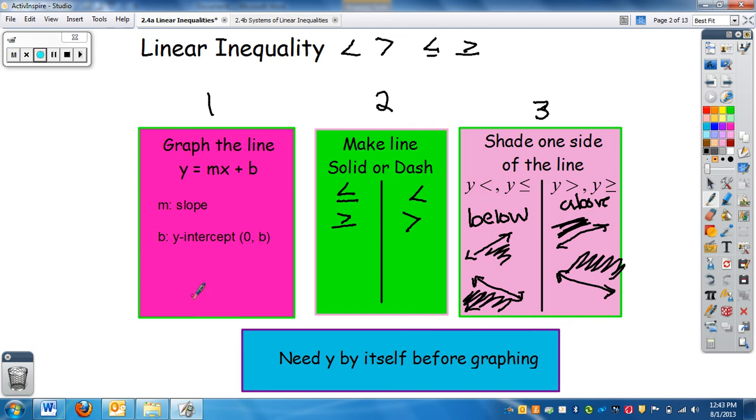And just like with linear equations, to graph, you need to get y by itself before graphing. And one other thing to remember, you flip the sign when you multiply or divide by a negative number. Another important concept to keep in mind, we're still talking about inequalities, so we still have to abide by those rules.